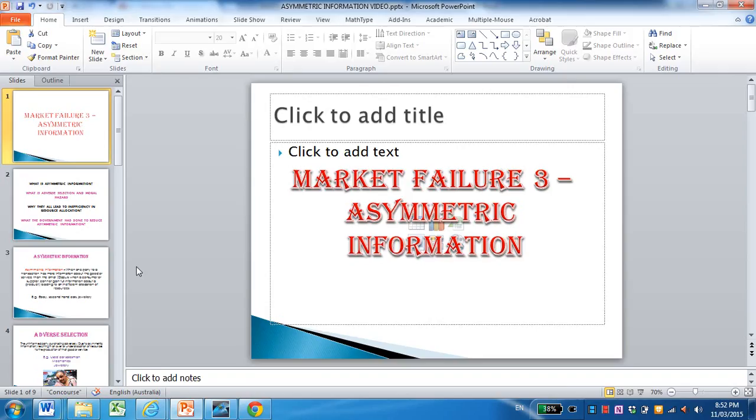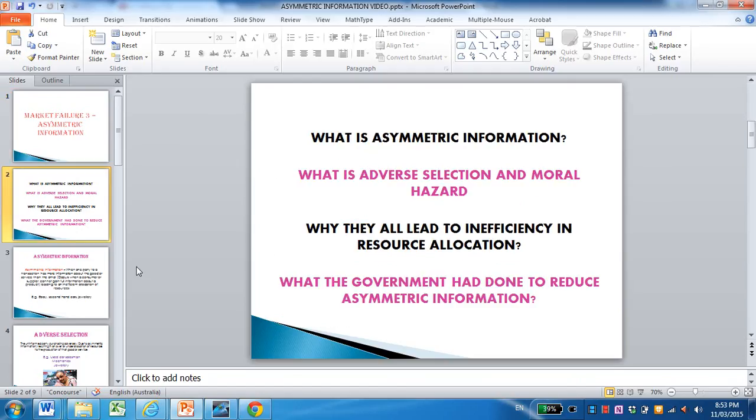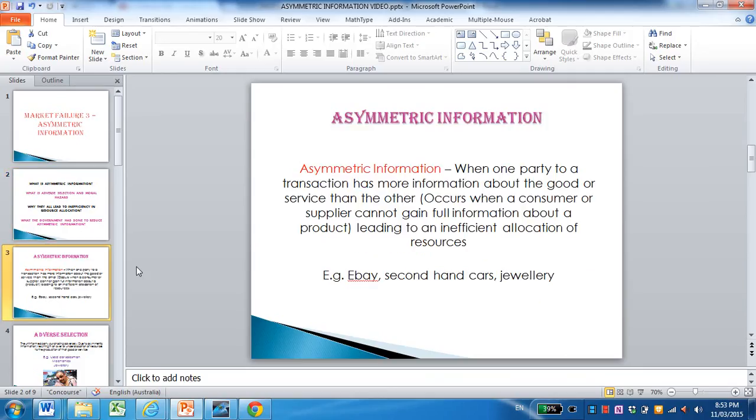Okay, so the next type of market failure we're going to look at is what we call asymmetric information. Some of the things we're going to be looking at in this PowerPoint are what asymmetric information is, what is meant by the terms adverse selection and moral hazard, and you'll also see in your notes the term principal and agent problem. You need to be aware of what that is as well, and how asymmetric information can lead to an inefficiency in resource allocation, and then finally what the government tries to do to prevent asymmetric information and people being exposed to it.